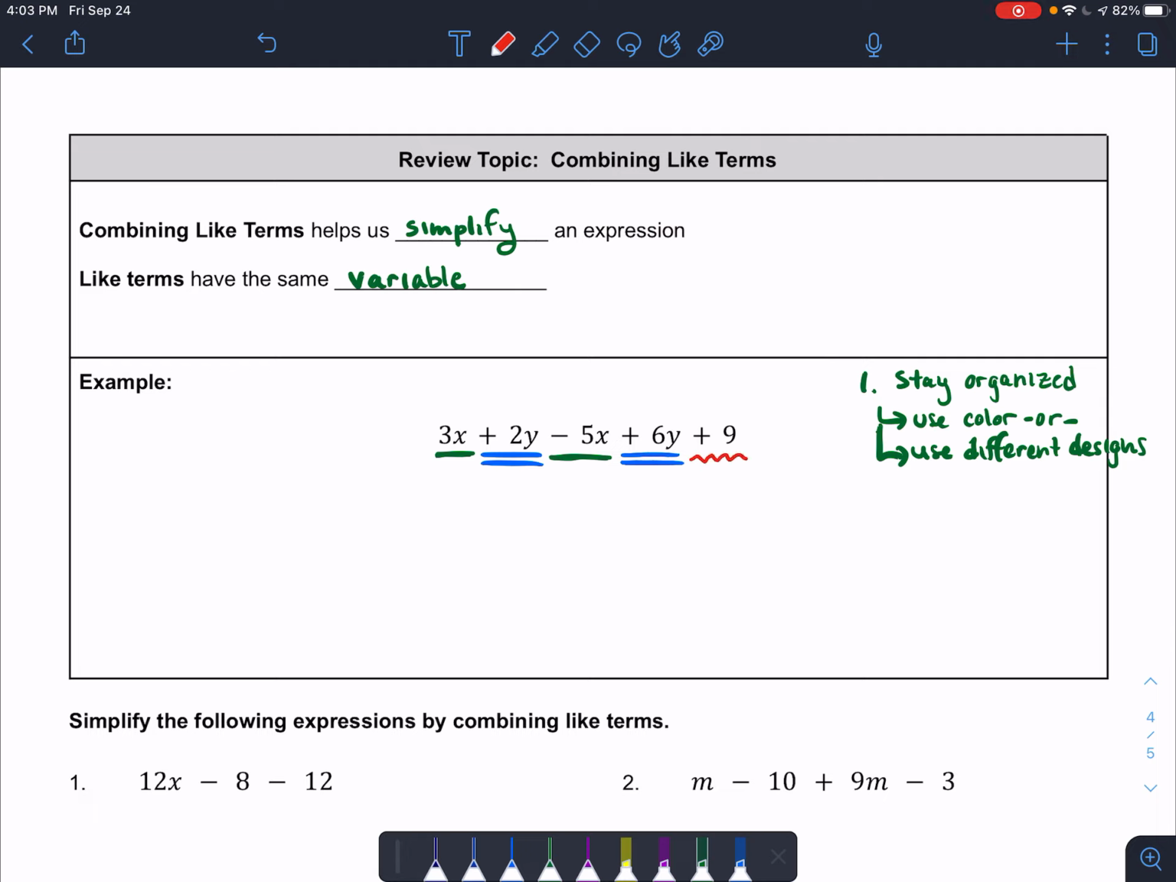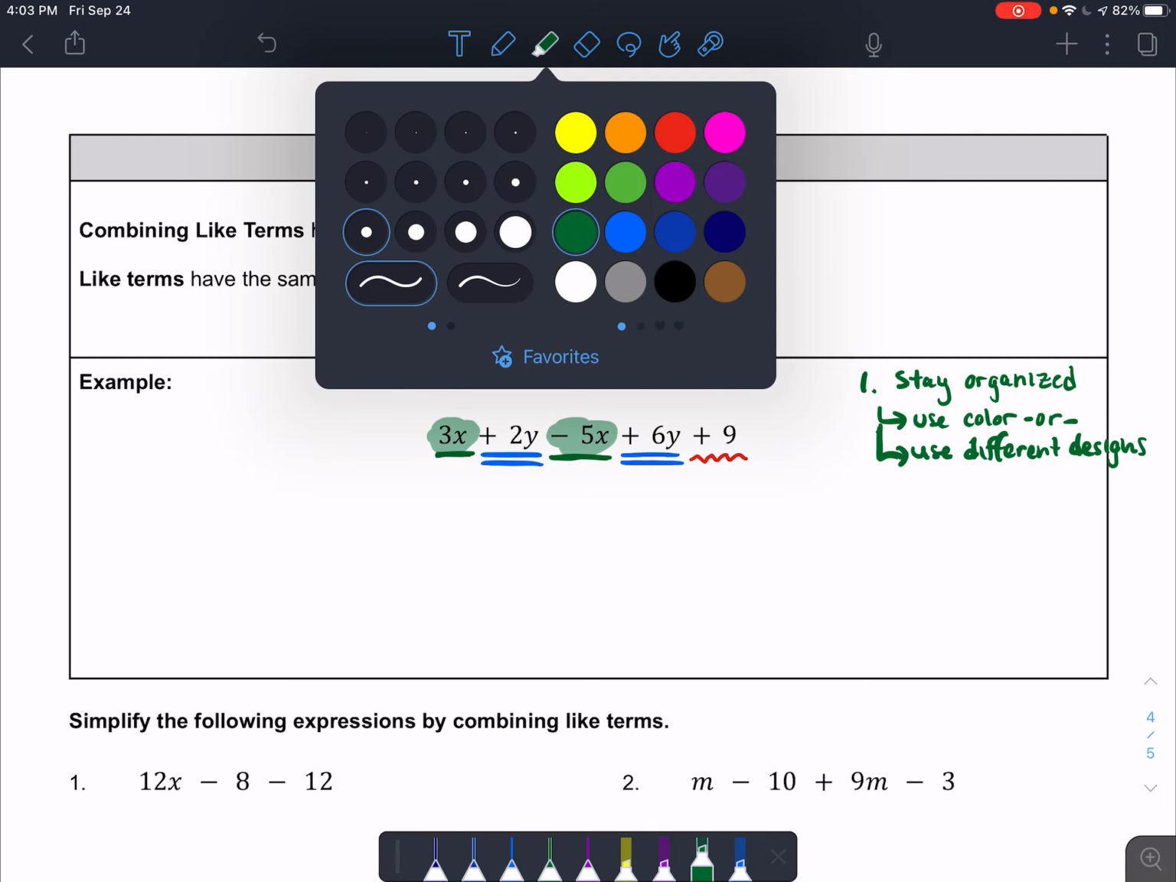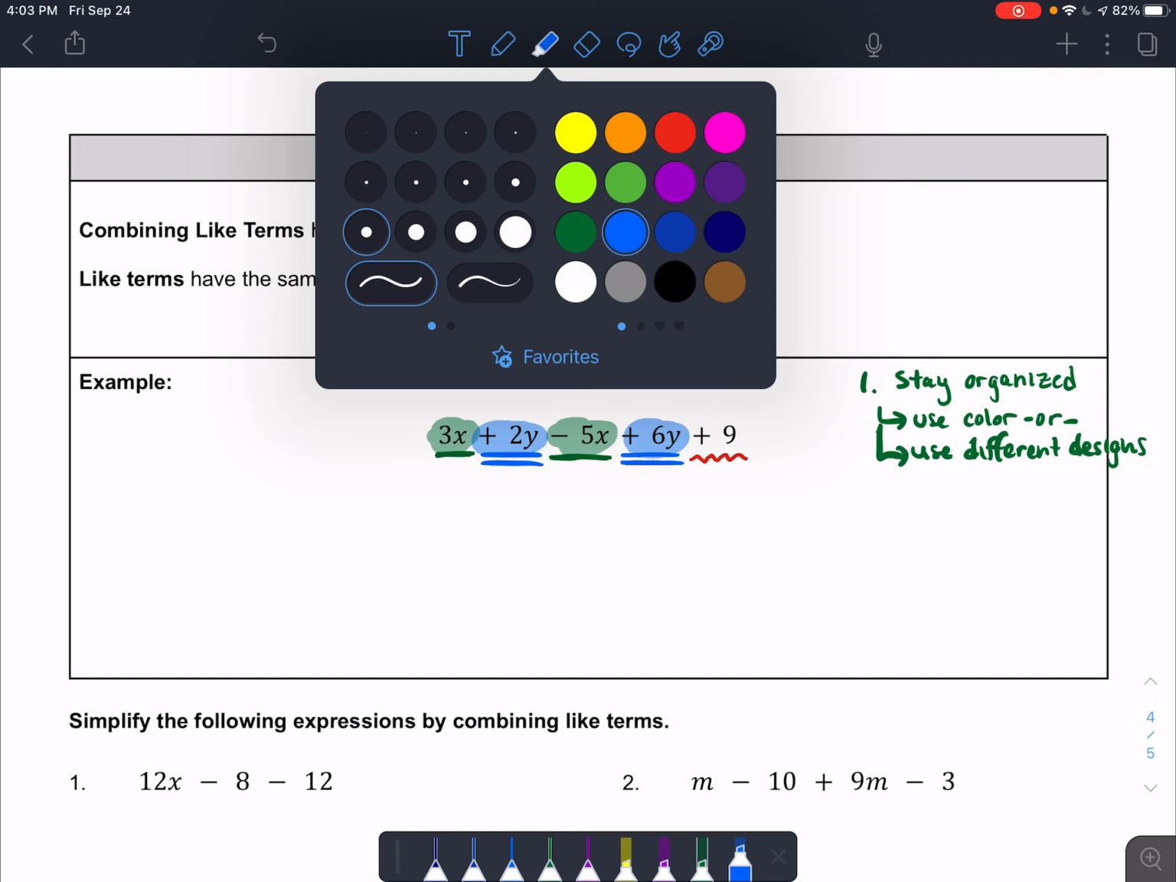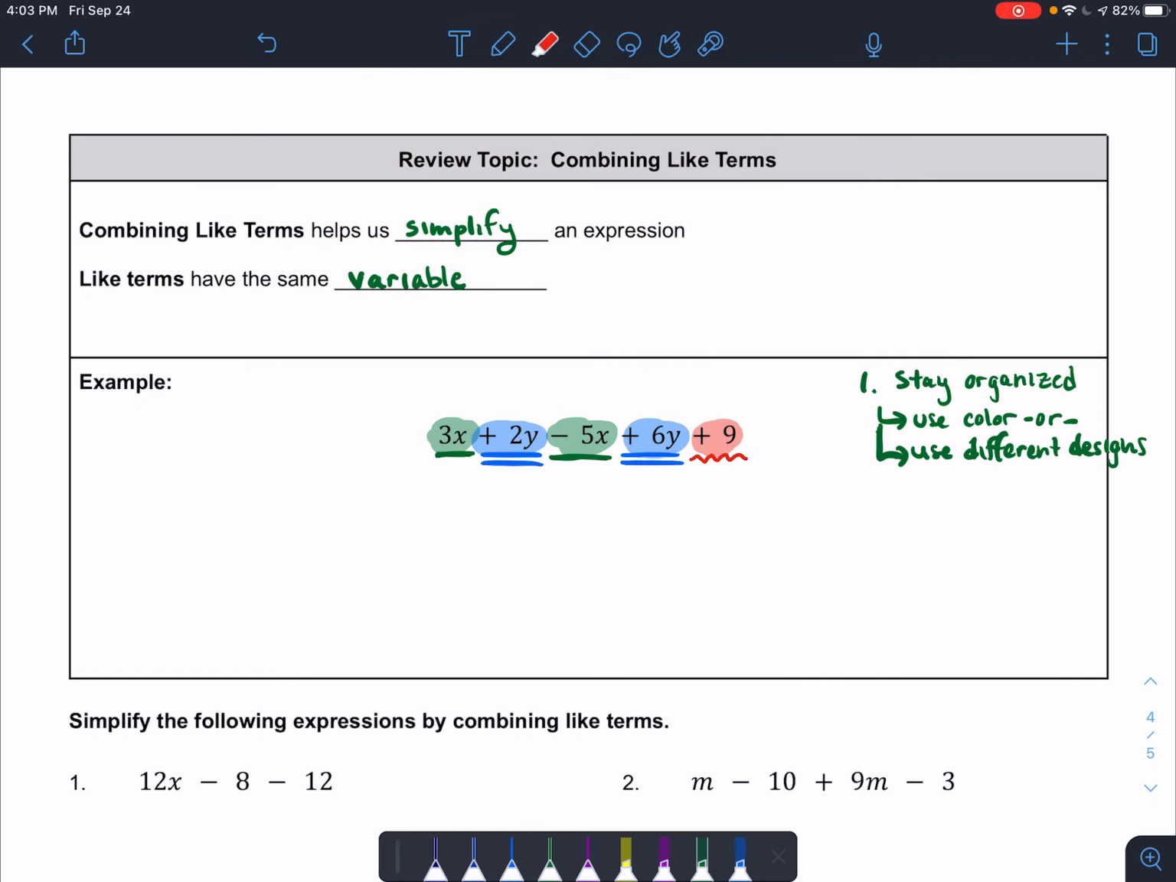Maybe I'll squiggle there. So what do we notice here? Hopefully you notice that we have two like terms that have x's, two like terms that are blue, and one final term that's on its own. We wouldn't say it has any like terms. The big idea is that we can combine anything that's now a like term. So I'm going to combine these two ideas.